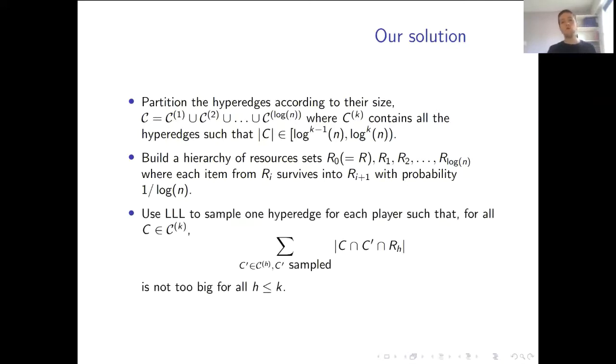Then we use the Lovász Local Lemma to sample one hyperedge for each player, such that for any hyperedge in the hypergraph, the sum of intersections of this hyperedge with the smaller selected hyperedges is not too big. In spirit, that is still the same as Bansal and Sviridenko, but we have one crucial twist: we look at this intersection restricted to the resource set of convenient granularity. This is a very crucial step to obtain our solution.